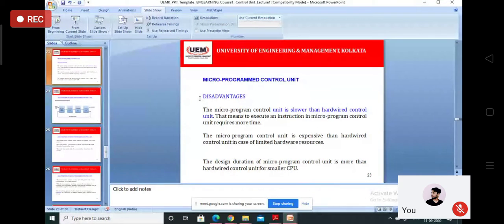Now for the microprogram control unit, there are certain disadvantages, because it is slower compared to the hardware control unit. In certain cases, if the execution of the program requires more time, then definitely the process is going to be slower. It depends on how long the program is and its complexity, and depending on that, the process is going to be faster or slower.